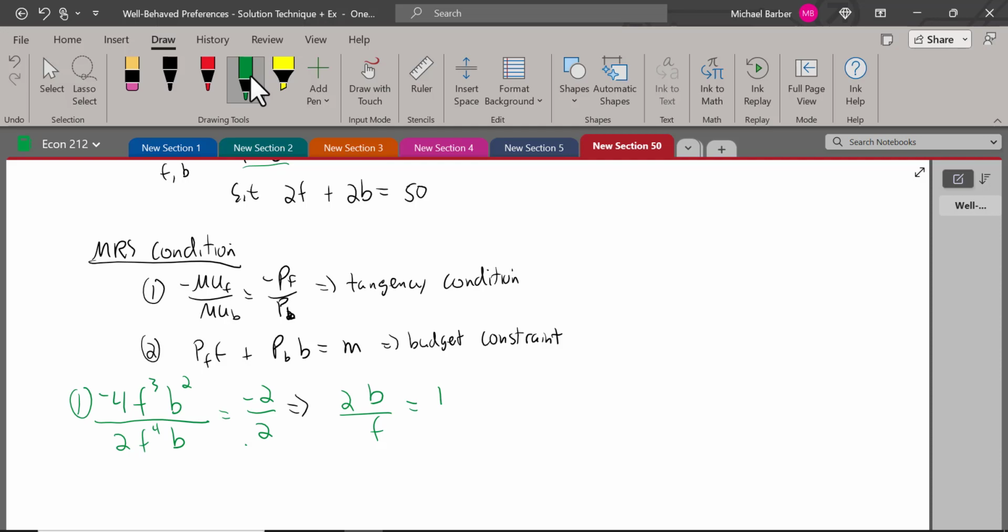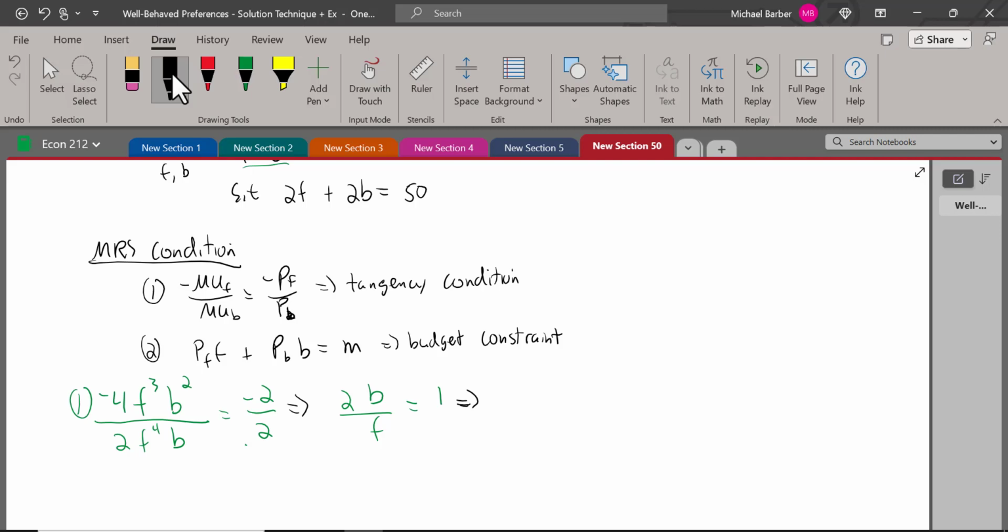Hopefully you can see right away the 4 and the 2 just become a 2. And then negative 2 over 2 becomes a 1, just because I'm getting rid of the negative signs as well. And you see that it's f to the 4 on the bottom and f to the 3 on the top, so that's just an f in the denominator. Got f to the negative 1, so just f in the denominator. And b squared over b, we can just cancel out one of the b's in the numerator, so instead of b squared, it's just a b in the numerator. Hopefully that explanation is somewhat okay. I know I went through it pretty quick, but hopefully you can figure out that algebra.